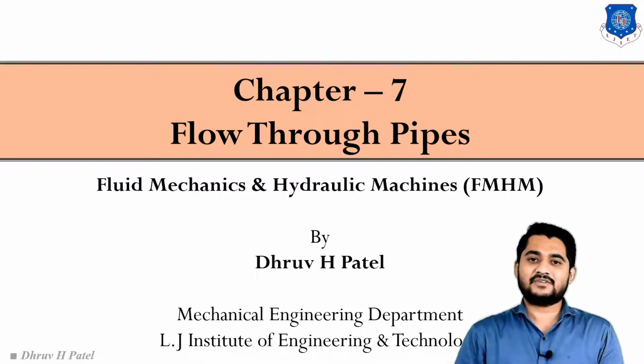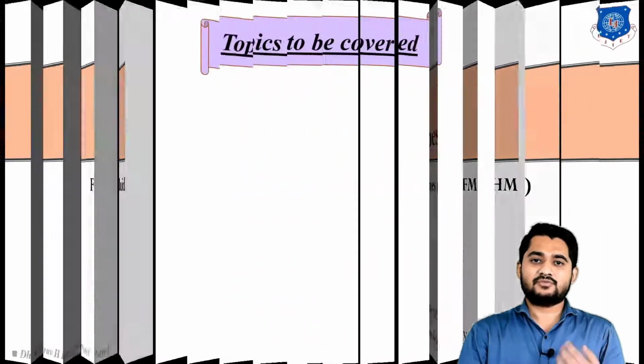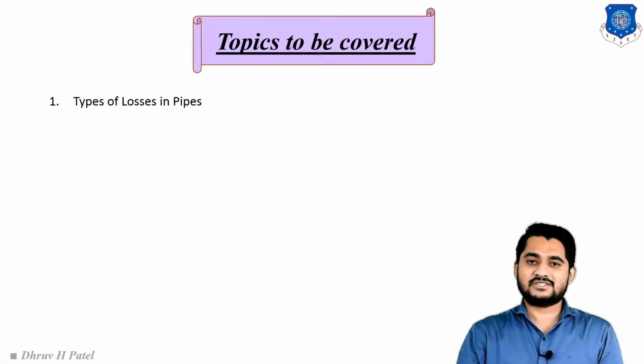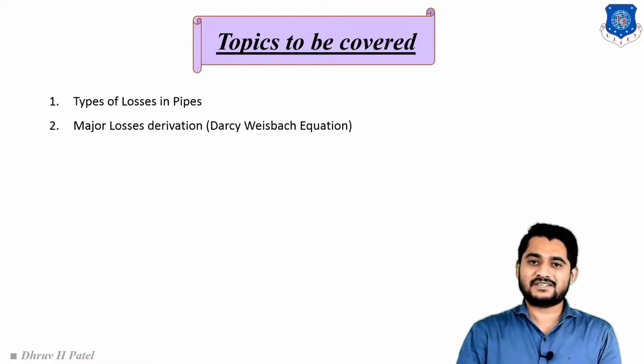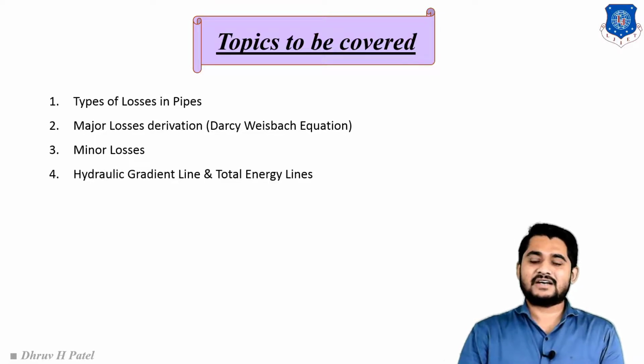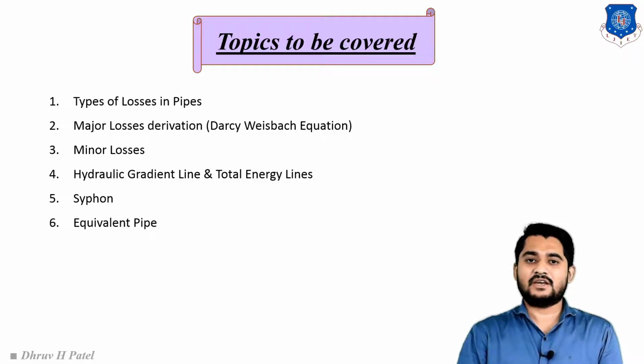So let us start with the course content of this chapter. First topic will be types of losses in the pipe. There will be many types of losses in the pipe. We will first discuss various major losses in the pipe, also known as the Darcy Weisbach equation. Then we will discuss various minor losses. After that, hydraulic gradient line and total energy lines, and our next topic will be siphon, and our last topic from this chapter will be equivalent pipes.